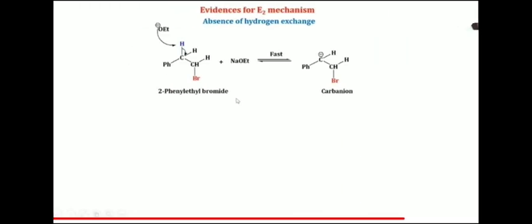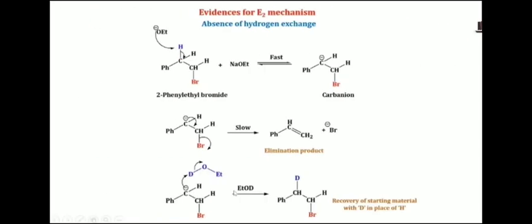So the second evidence for E2 mechanism is the absence of hydrogen exchange. Another possibility is the carbanion mechanism. It involves two steps. The first step is the substrate loses a proton to the base to form a negatively charged particle, a carbanion. The positively charged particle is called a carbocation, and the negatively charged particle is called a carbanion. So the first step: the substrate loses a proton to the base to form a negatively charged carbanion. It is a fast step.